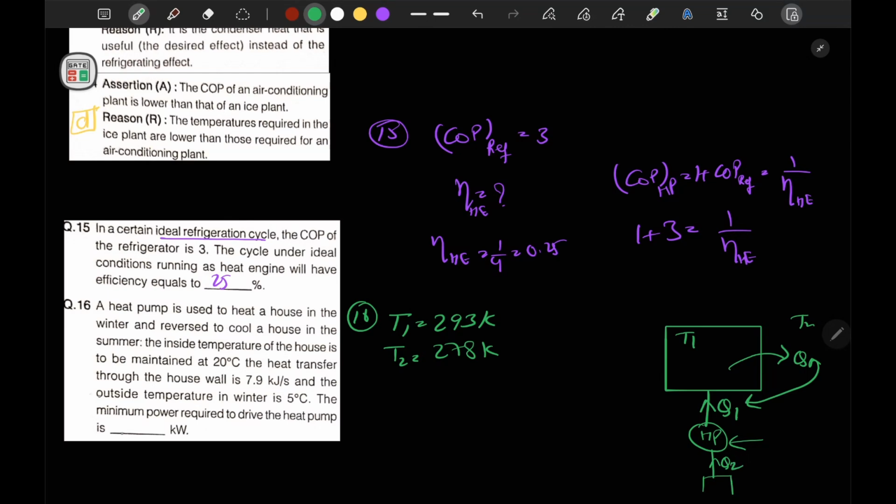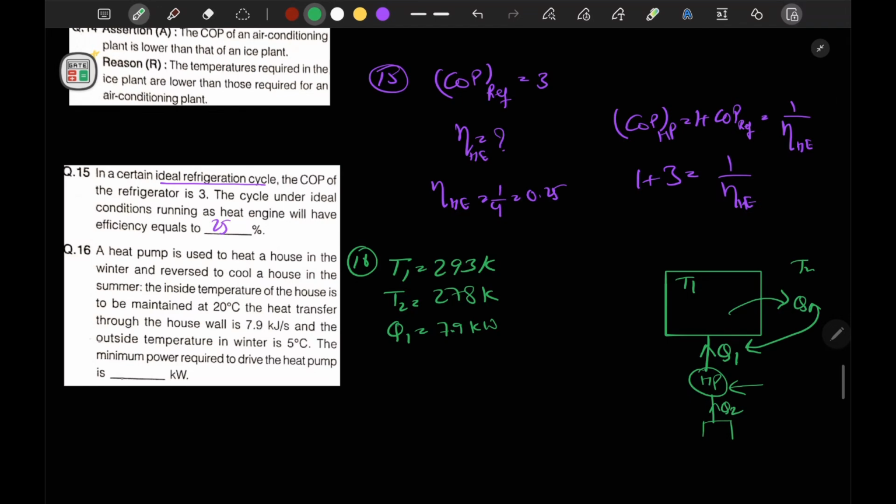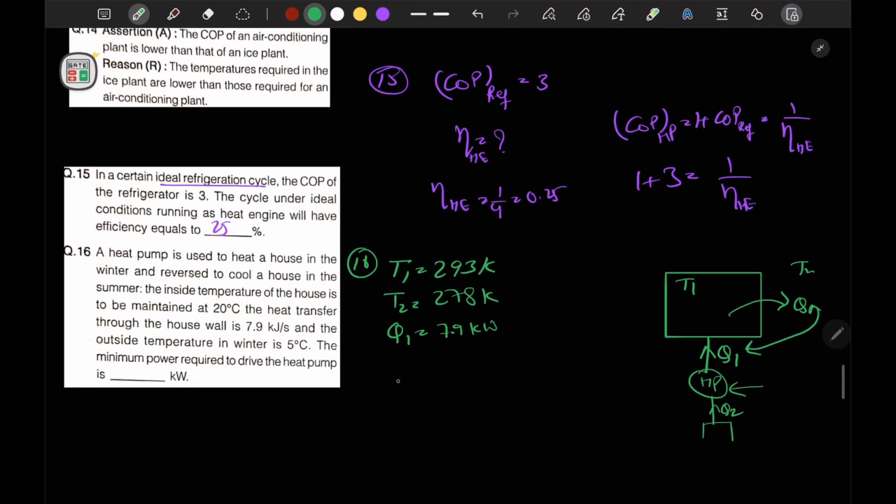We have been given that the value of Q1 is equal to 7.9 kilowatt. Now it is asked, what is the minimum power required to drive the heat pump? Power required is minimum when our engine is reversible, or Carnot. Only when our engine is working on the Carnot cycle will the power required be minimum.